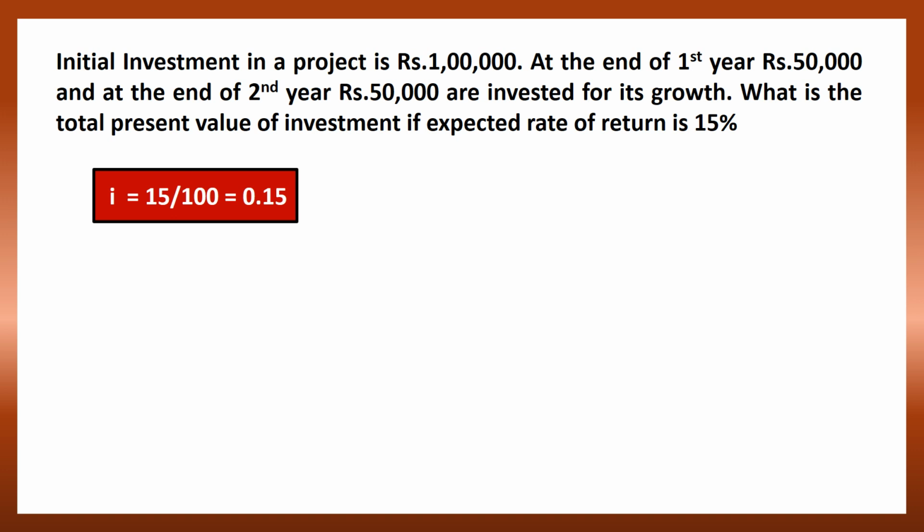And what else do we know from the question? It is given that initially, that is today, a person is investing 1 lakh in a project, and after 1 year, he is investing again 50,000, and after the next year, that is after the second year, he is again investing 50,000. So, what is the total present value of the investment? That means he is investing 1 lakh today, next year 50,000, and the next year again 50,000.